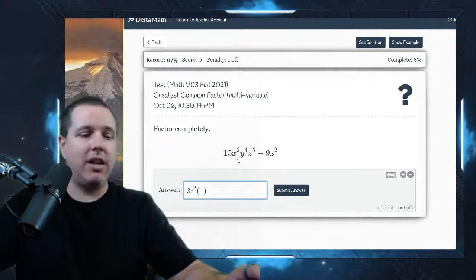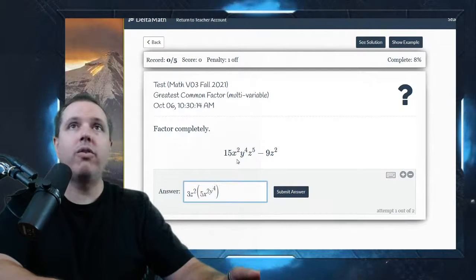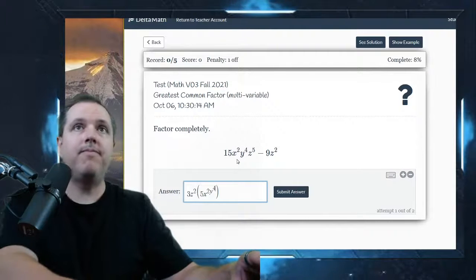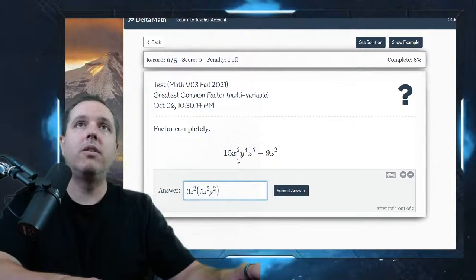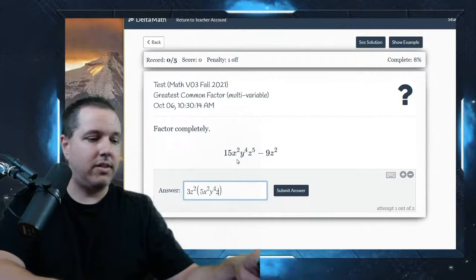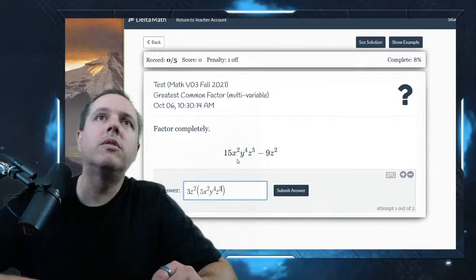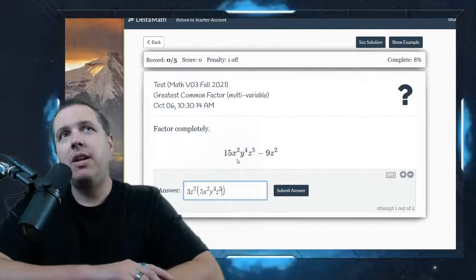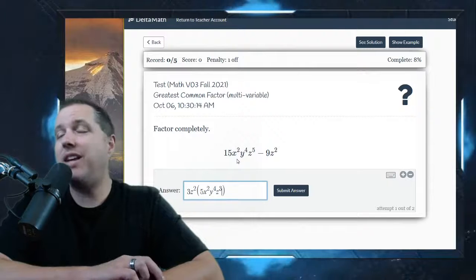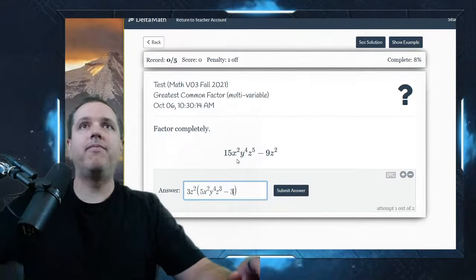Well, let's see. Here we're left with a 5x squared y to the 4th, and then z cubed. Let me see if I got that. Yeah, okay. So that's what's left of the first term. Now when I divide 3z squared out of the second term, what am I left with? Negative just 3, right?